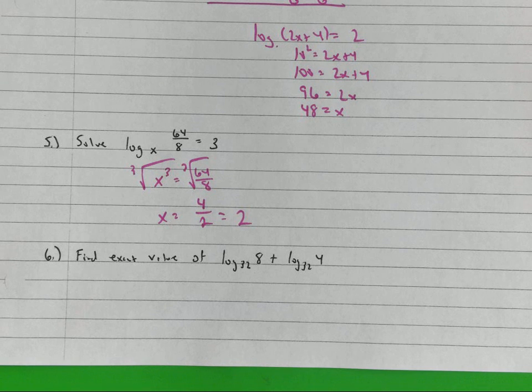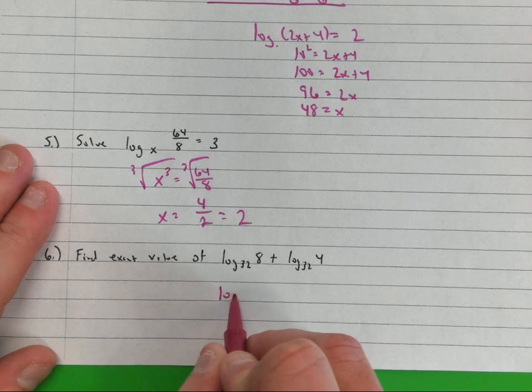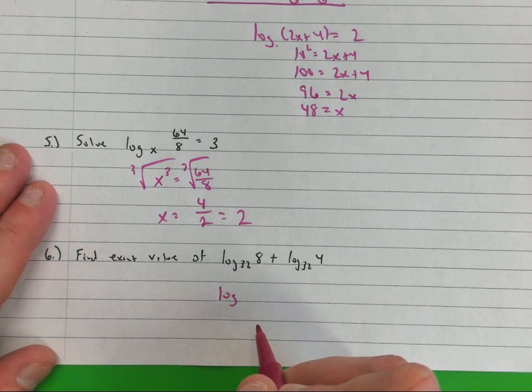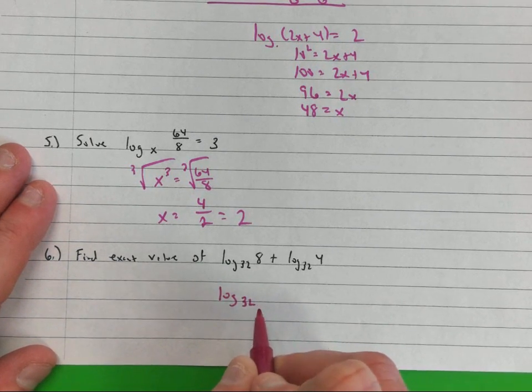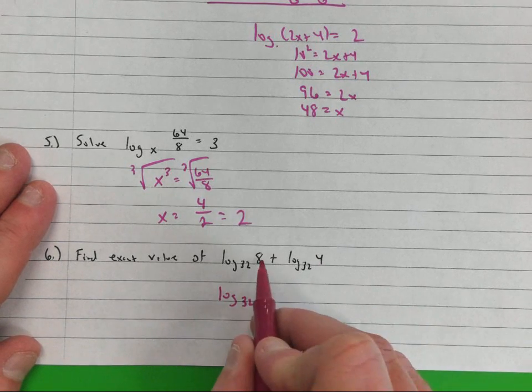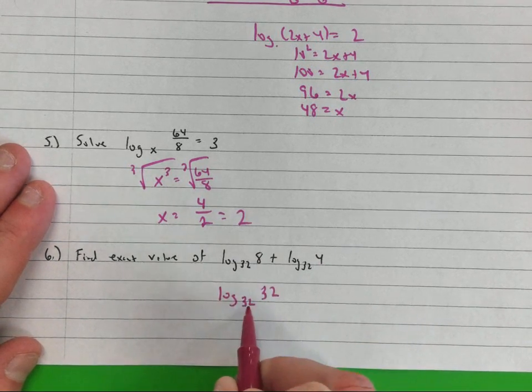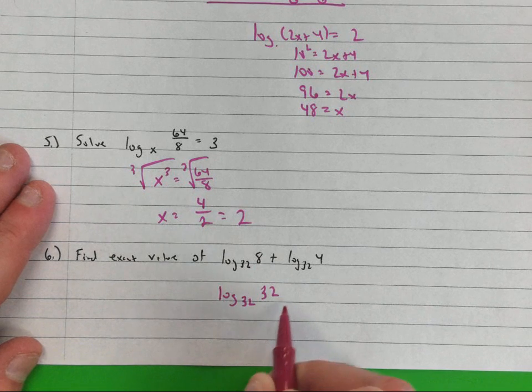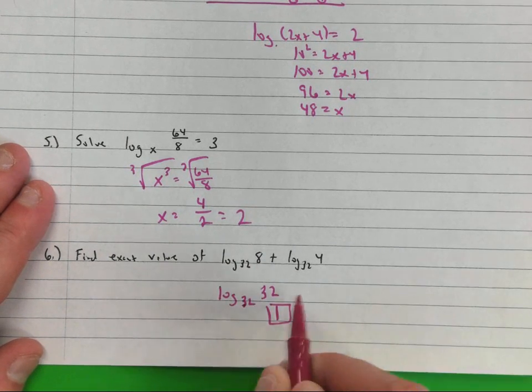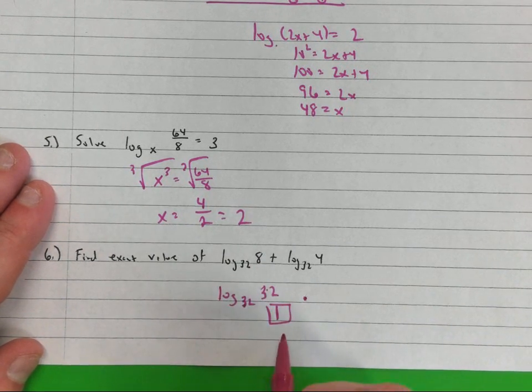Number 6 says, find the exact value of log base 32 of 8 plus log base 32 of 4. We want to find exact value. It means exact answer. How many logs do we need? 1. So we got 2 of them, so we're going to use our multiplying property, the product rule. So what's 8 times 4? 32. 32 raised to what gives you 32? 1 is your answer.